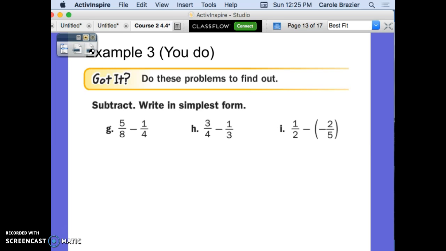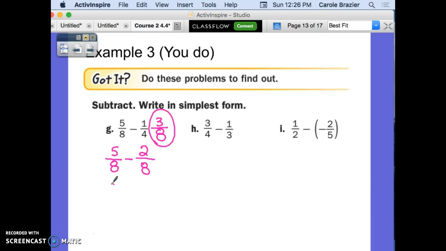Okay, welcome back. For the first one, you should have gotten 3/8. This is one you would not have to keep change. You just do your simple subtraction. So 5/8 minus, this becomes an 8. 4 times 2 is 8, so 1 times 2 is 2. 5 minus 2 just becomes 3, and the 8s stay the same.